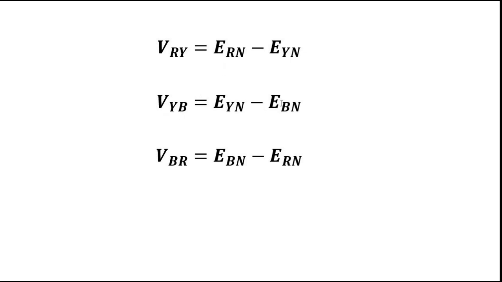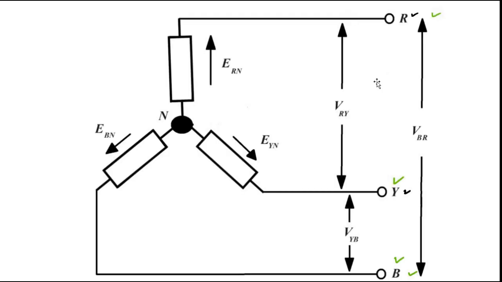VYB is EYN minus EBN, where Y is the leading one, and VBR is EB minus EN, where B, the blue winding, is the leading one. So B comes first here, here Y comes first, here R comes first, with the difference between their respective phase voltages. So the voltage between any two particular lines in a star connected system is called a line voltage.